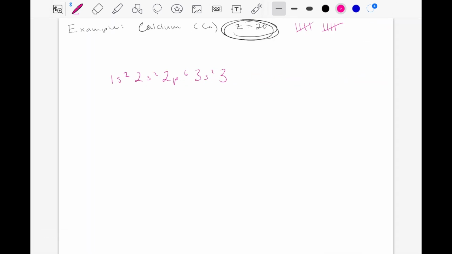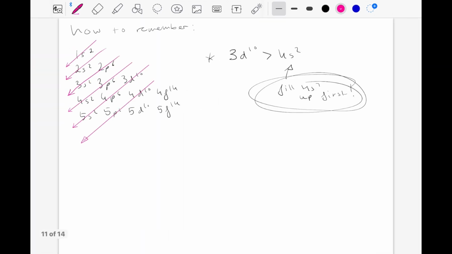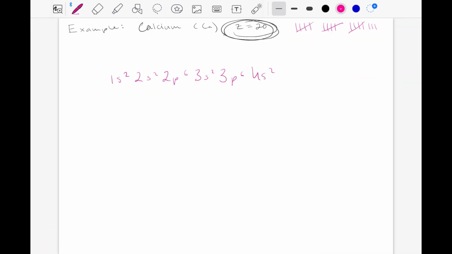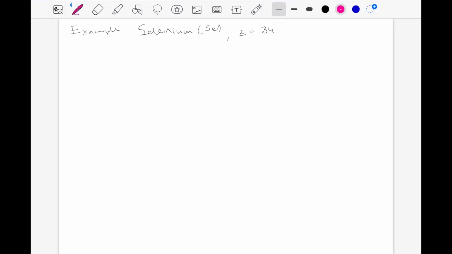Then we have 3p6. And then we have not 3d10. No. We have 4s2. And with this 4s2, we have reached our 20 electrons, and this is going to be the full electron configuration for calcium.